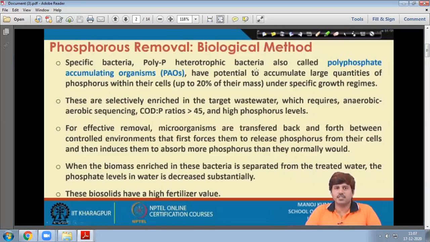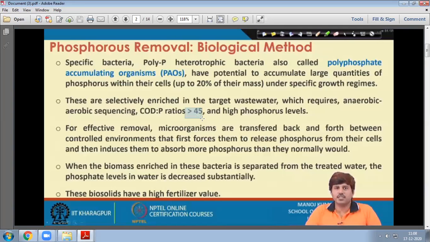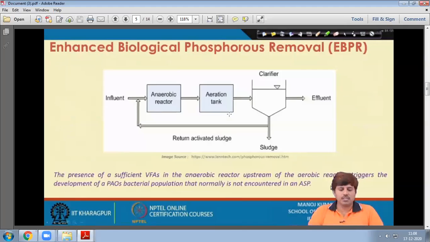In this method, it requires anaerobic and aerobic sequences, and the COD and phosphorus ratio should be greater than 45. So we will see now how they convert.